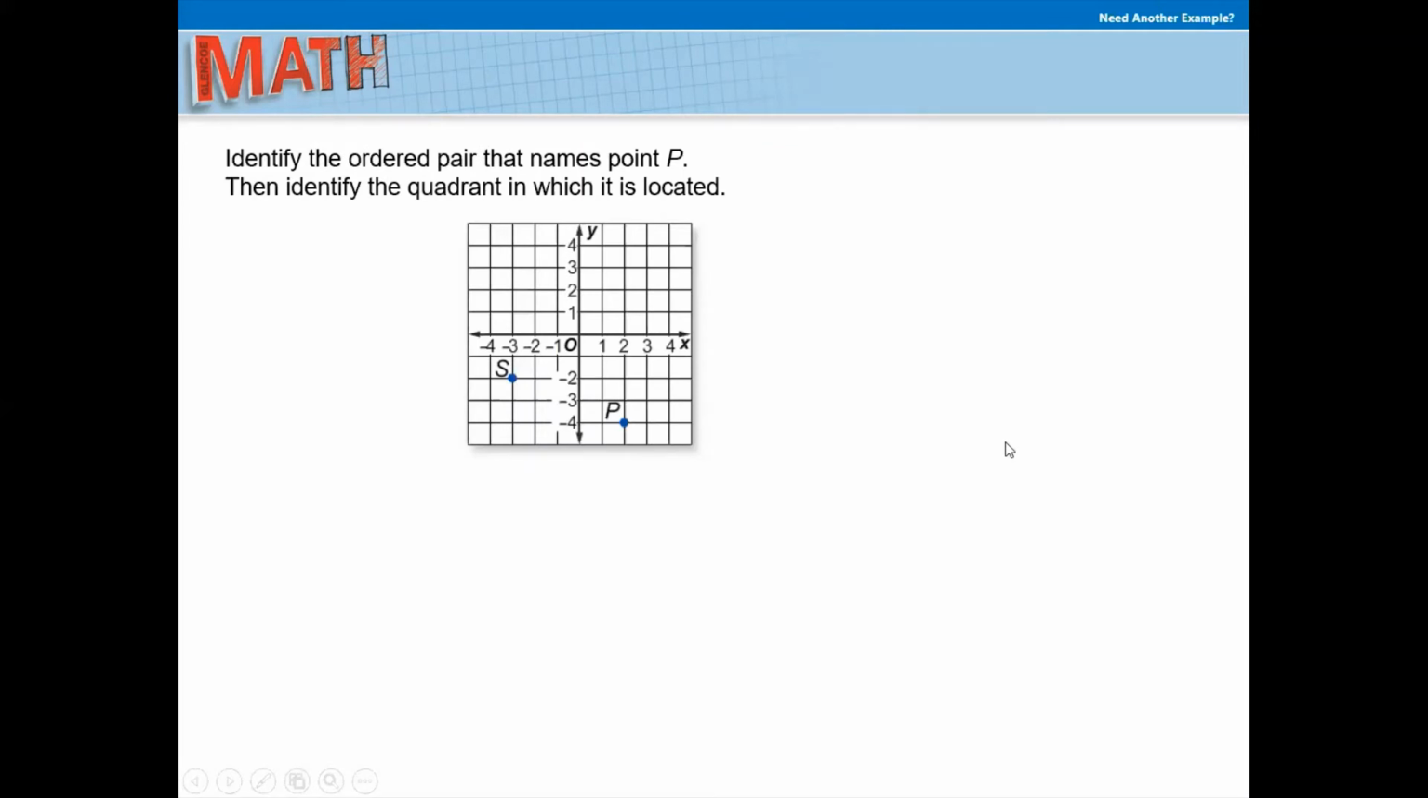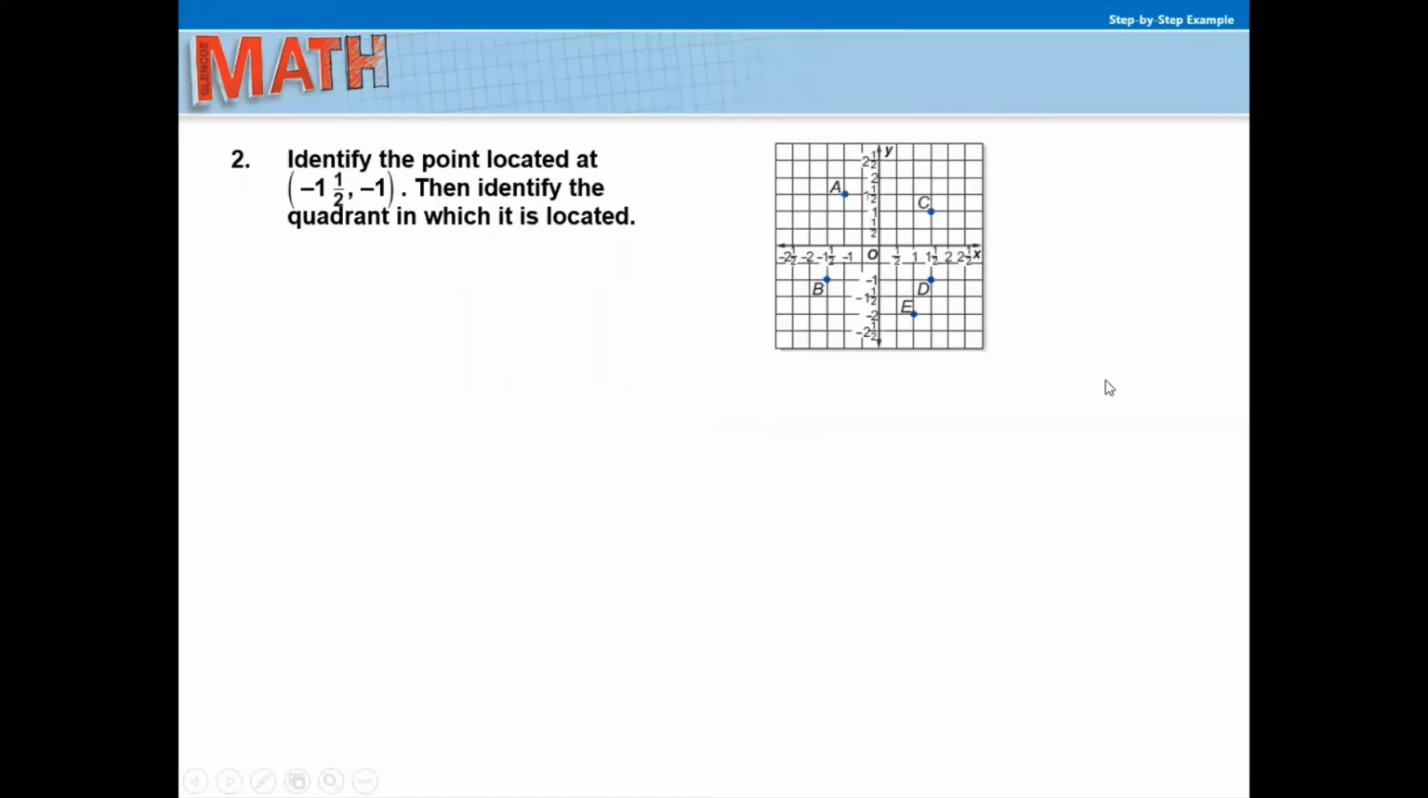Identify the ordered pair that names point P, then identify the quadrant in which it is located. So here's point P. You start by going to the right, and then you go down. If we go down on the y-axis, those numbers are negative, okay? Remember, we're counting quadrant 1, 2, 3, and 4. Show your work in your math notebook, bring your questions to the group, press play when you're ready to go on.